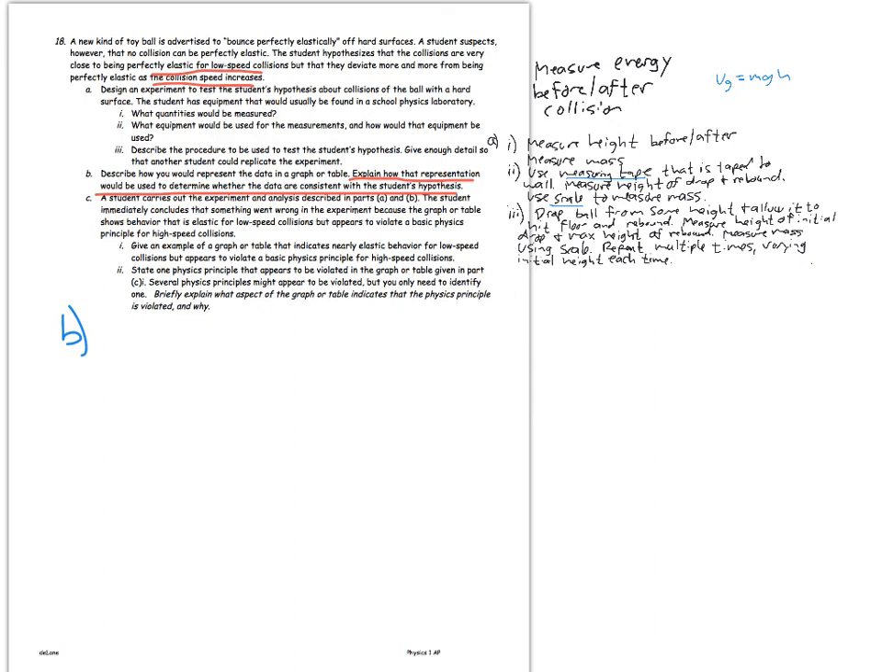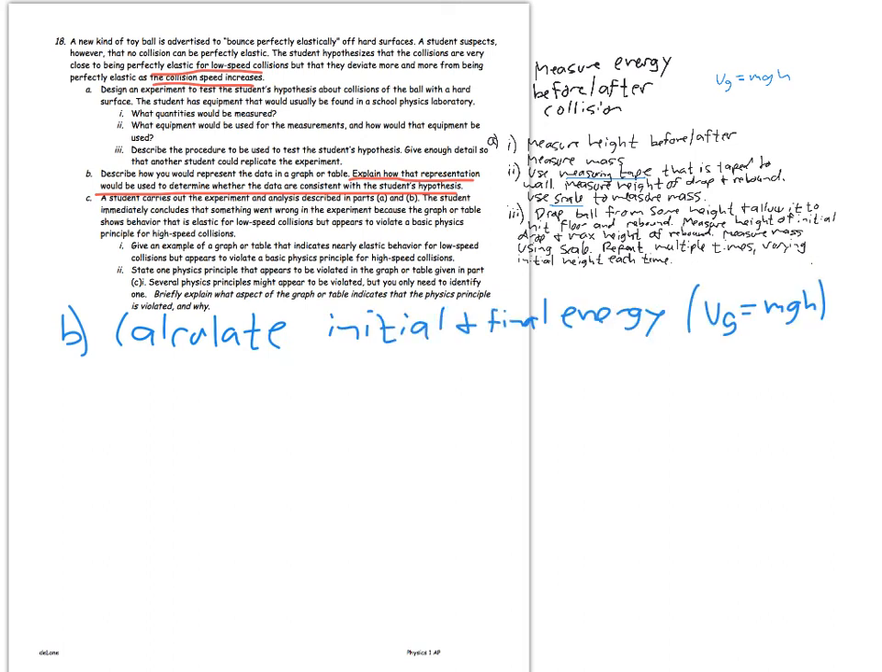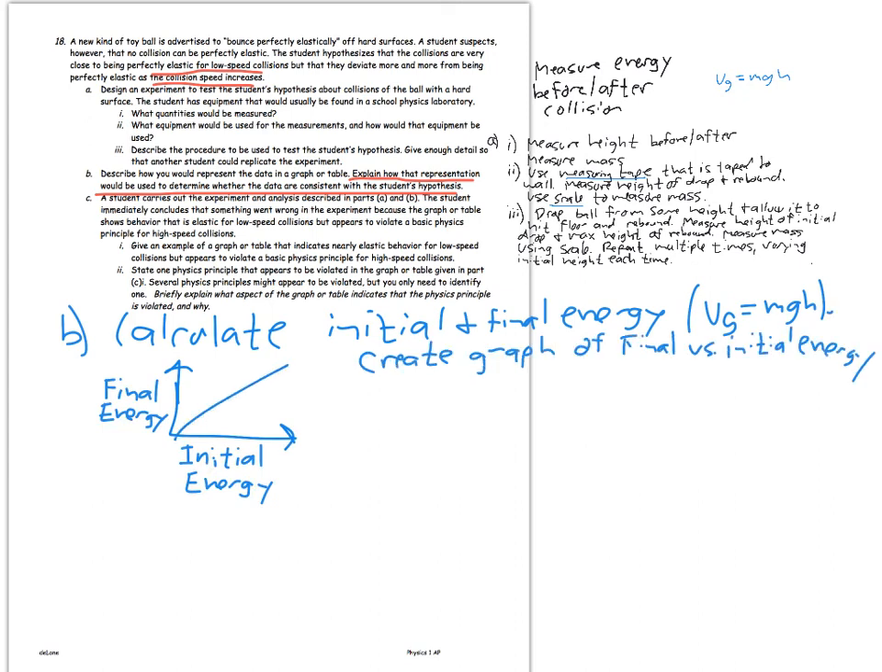So what I'm going to do, the easiest way of doing this, is graph the initial energy versus the final energy. I'm going to calculate the initial and final energy for each trial, and that's going to be my gravitational potential energy each time. And then I'm ultimately going to create a graph here, which has the initial energy on the x-axis and the final energy on the y-axis. And I'm going to look for that relationship.